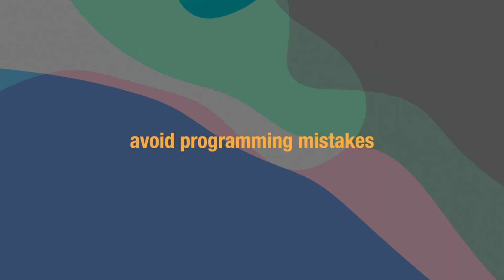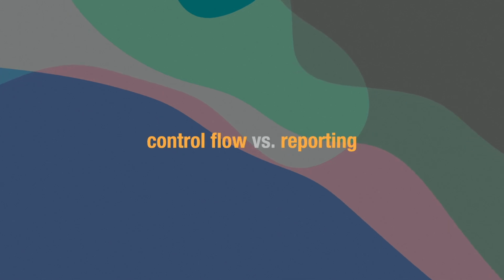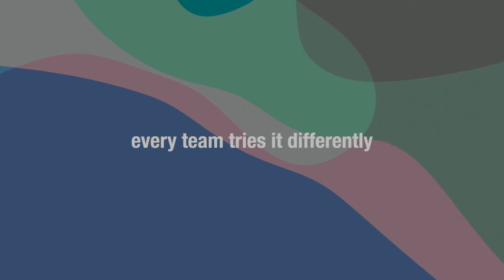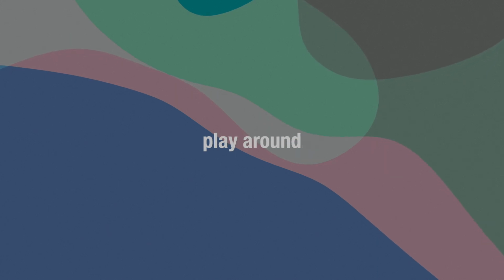So, might sound silly, but we should try to avoid programming mistakes in the first place, using proper types, for example. We should be cautious if we use errors for control flow or reporting, and we should find balance between typed errors and exceptions. Exceptions are easy to compose, but have no contract and are easy to forget about. Every team does it differently. If you are just starting at a new job, start by doing what they do and later try to improve. Or if you're working on a pet project, play around and see what works and what doesn't.